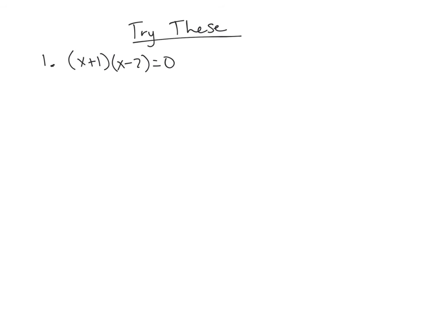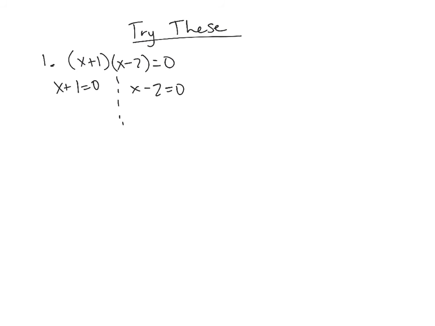All right, we've got a couple more to try at the end here, and we're going to work through them one at a time. The first one is x plus 1 times x minus 2 equals 0. So go ahead and work through that one. Find the two numbers that could make that 0 and enter your answer when you're ready.